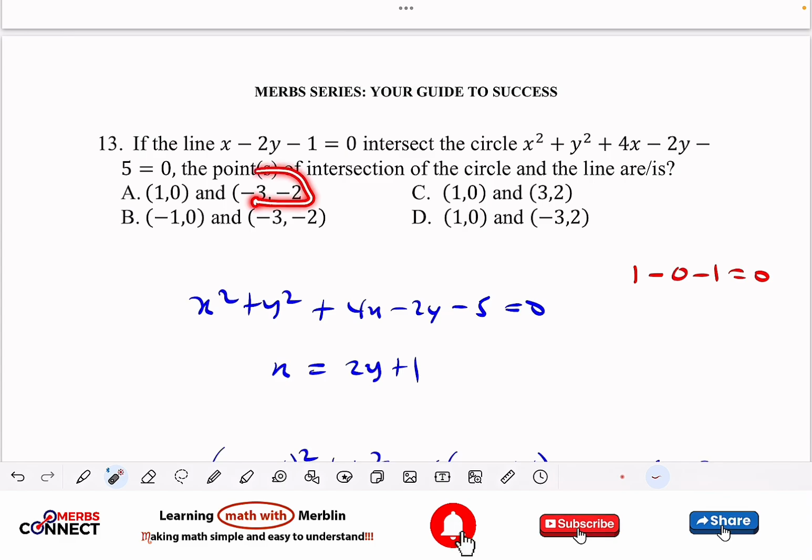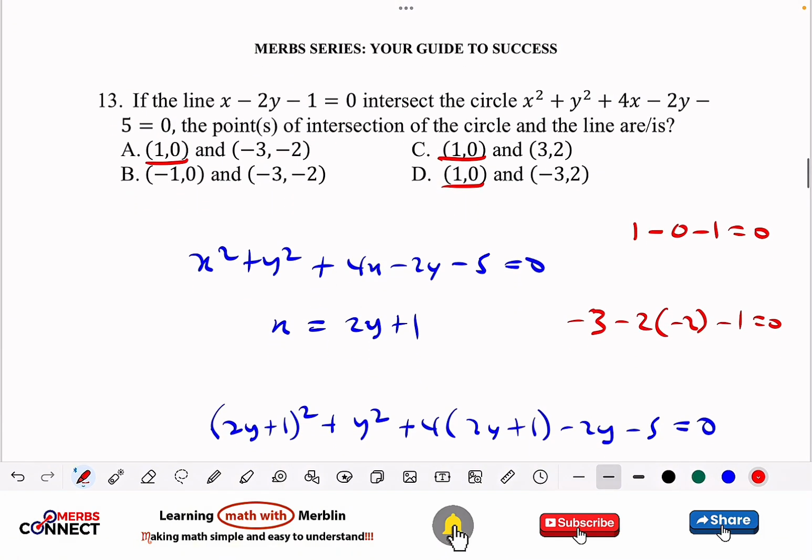Plug in this and see if you are going to get 0. So we have this, which is valid. This 2 is valid. This is also valid. So the same point. So minus 3 minus 2 times minus 2 minus 1 is equal to 0. So let's check it out. Minus 3 plus 4 minus 1. This is also going to give us 0. So a point like this is also valid.